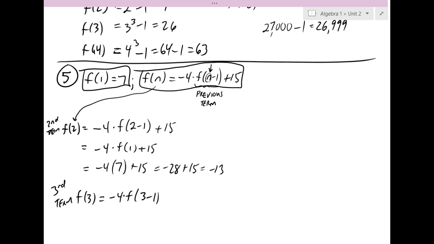So negative 4 times f of 3 minus 1 plus 15. 3 minus 1 is 2. And do we know f of 2?